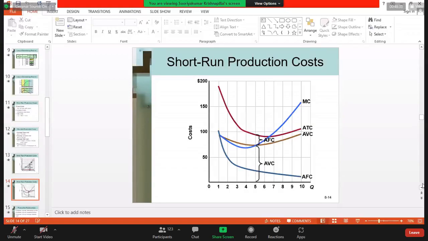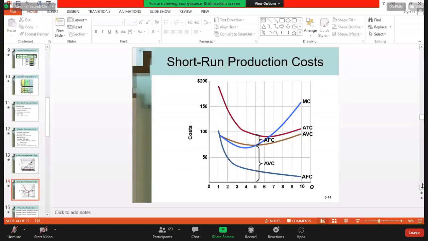So when average product increases, then average variable cost should decrease. Then average product reaches a maximum, then decreases. So then average variable cost should increase.